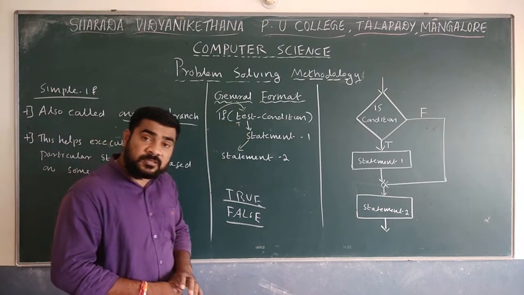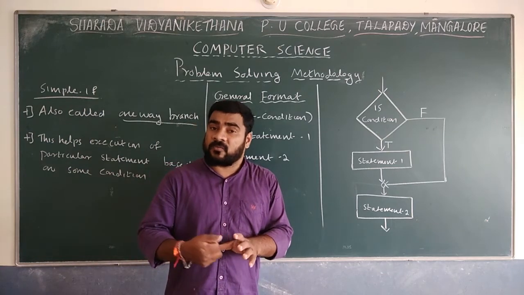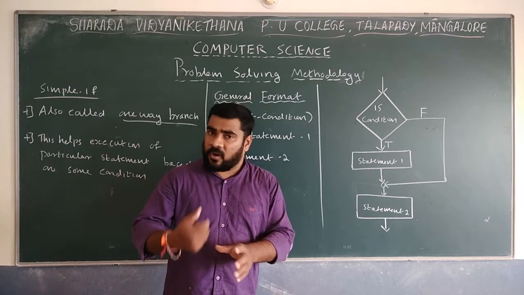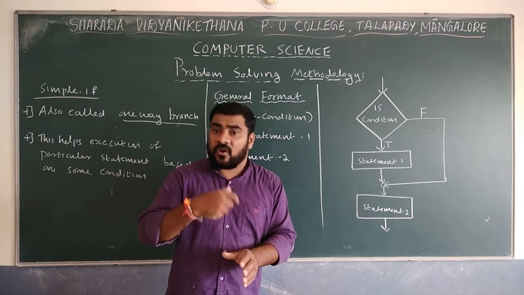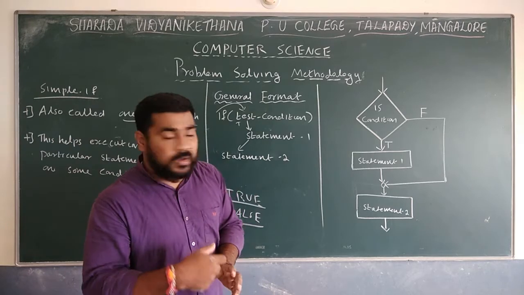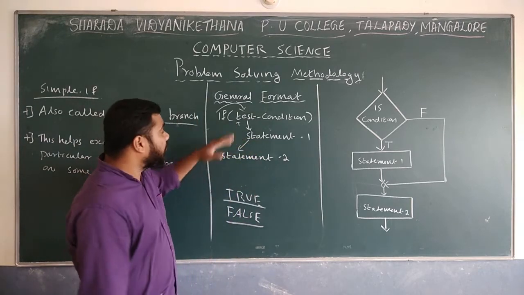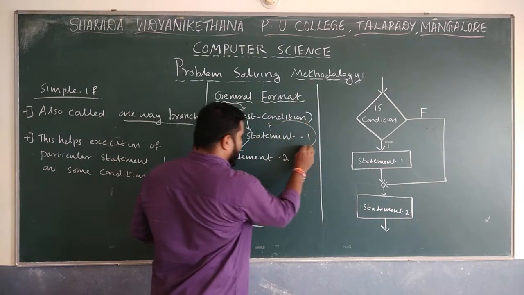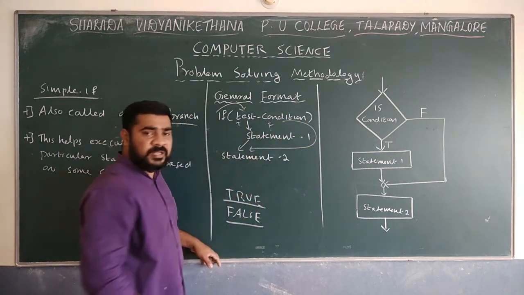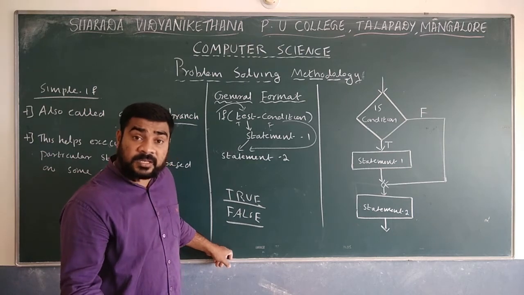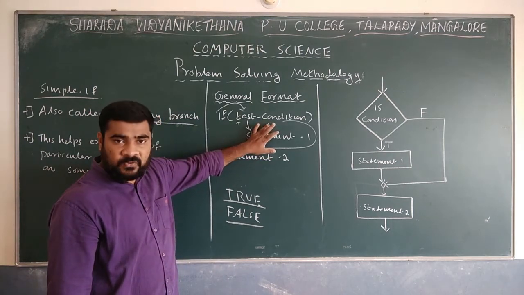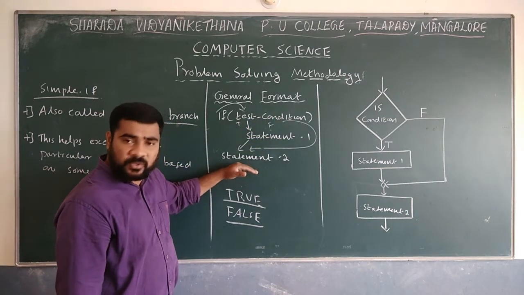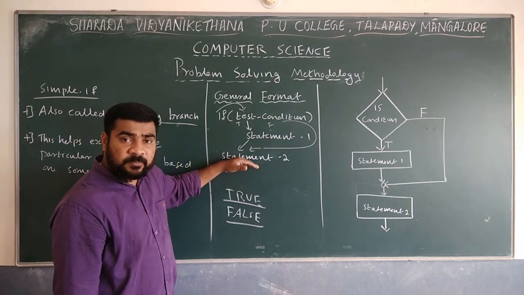Whenever the condition is false, we get the other output. Either we will get true or we will get false. Whenever true, statement 1 is going to execute. But whenever the condition is false, instead of executing statement 1, it directly skips statement 1 based on the particular condition, and then moves to statement 2. So that is actually the simple if statement.